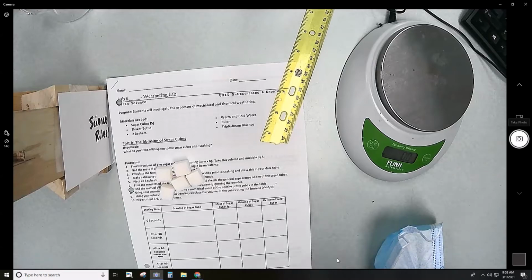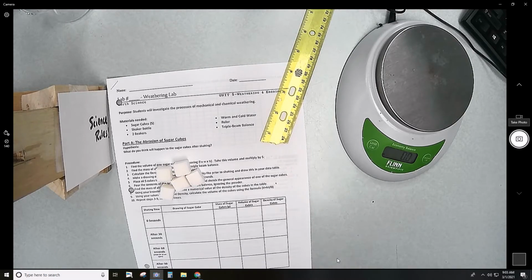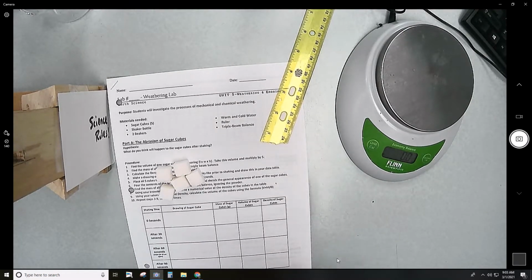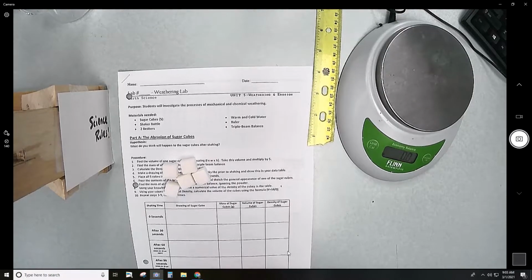All right, guys. Today we are doing a lab in the classroom called the weathering lab, and you see this on the agenda for today. I'm going to kind of walk through the lab, give you guys some numbers, explain what we're doing, and just describe what to do on your end. You're going to need to just fill this out.